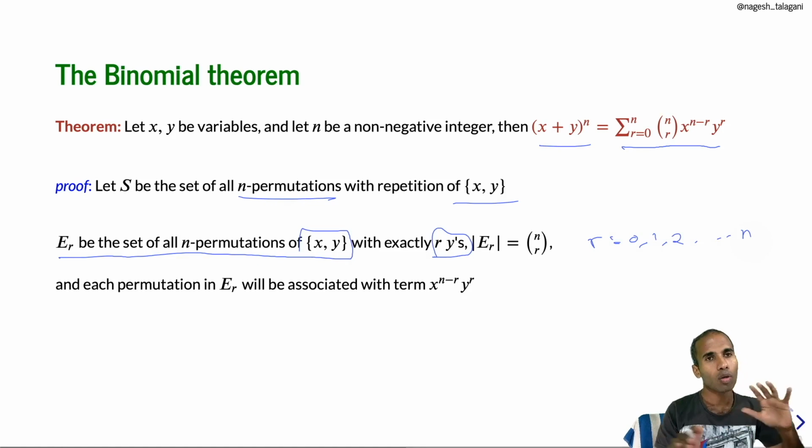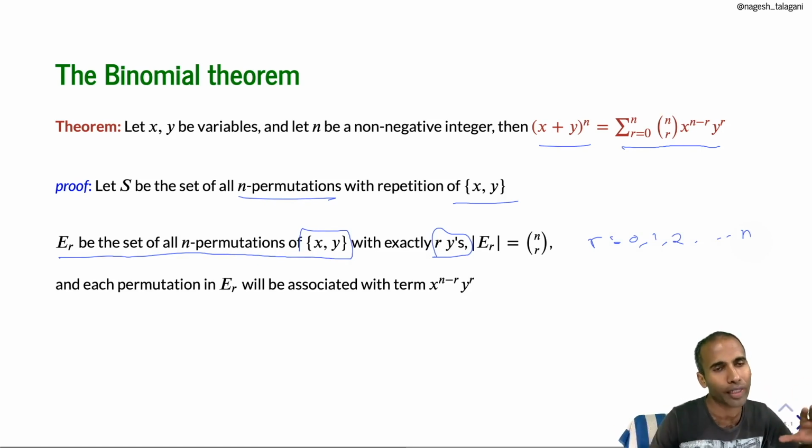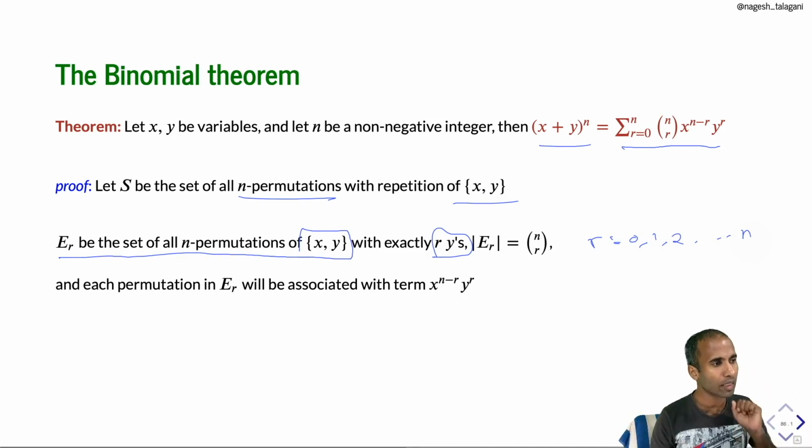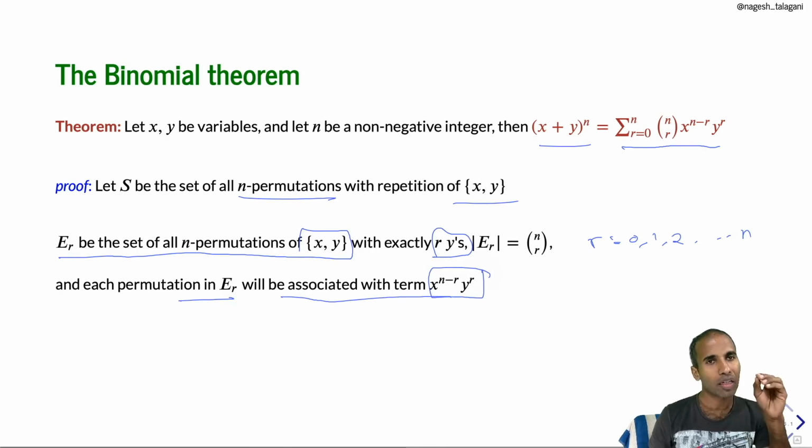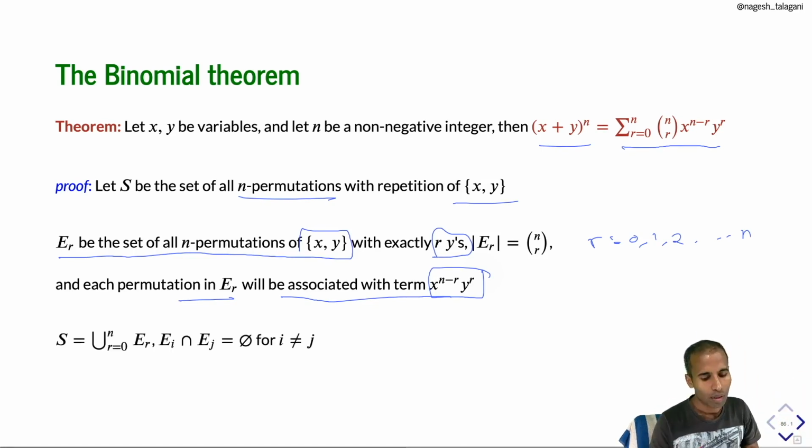Okay, the total permutations we are classifying into n plus 1 groups. Each permutation in E_r will be associated with a term x to the power of n minus r times y to the power of r, because r y's means n minus r x's in the permutation. So they get multiplied, giving you the x to the power of n minus r times y to the power of r term. Now we know that S we are classifying into n plus 1 groups, so we must have this.